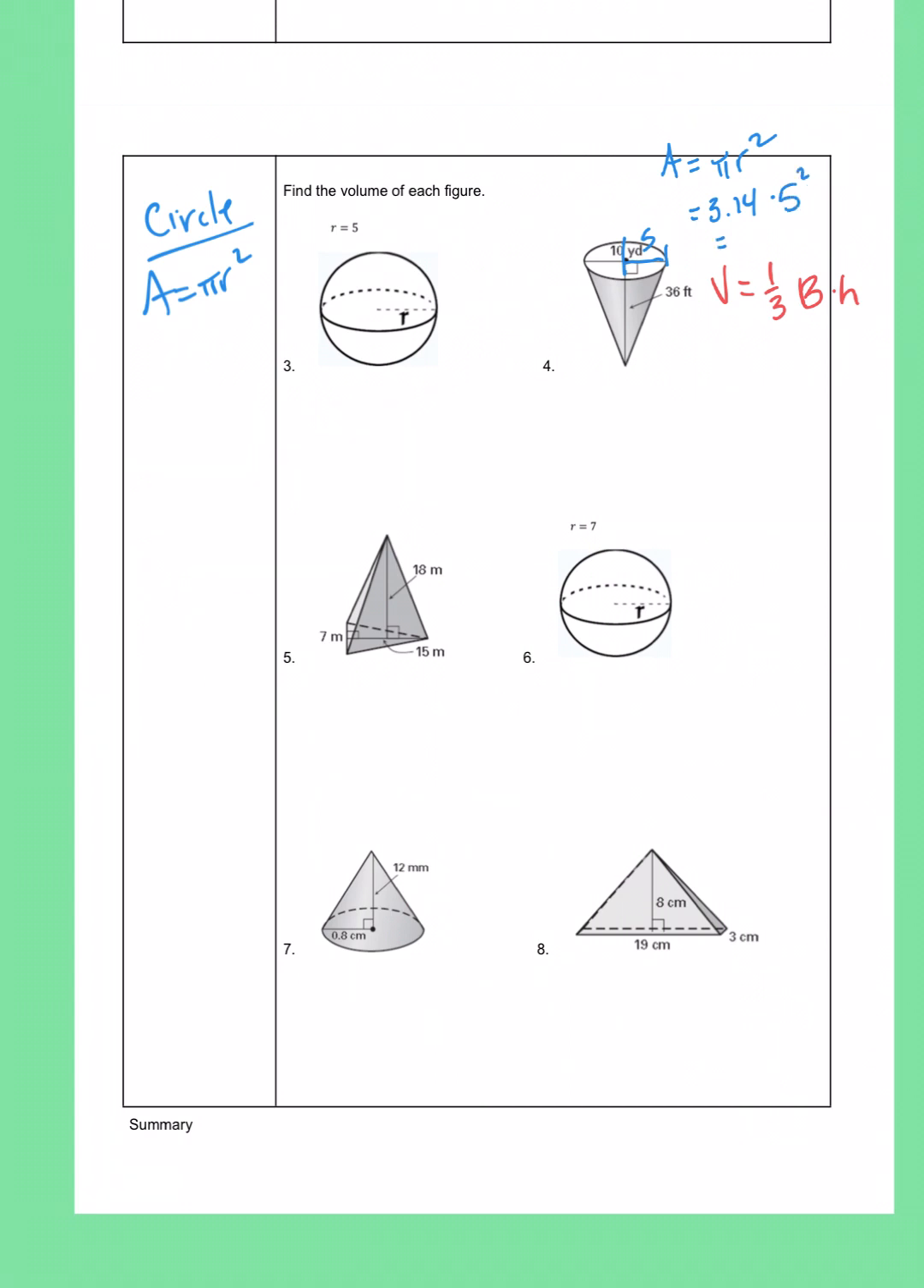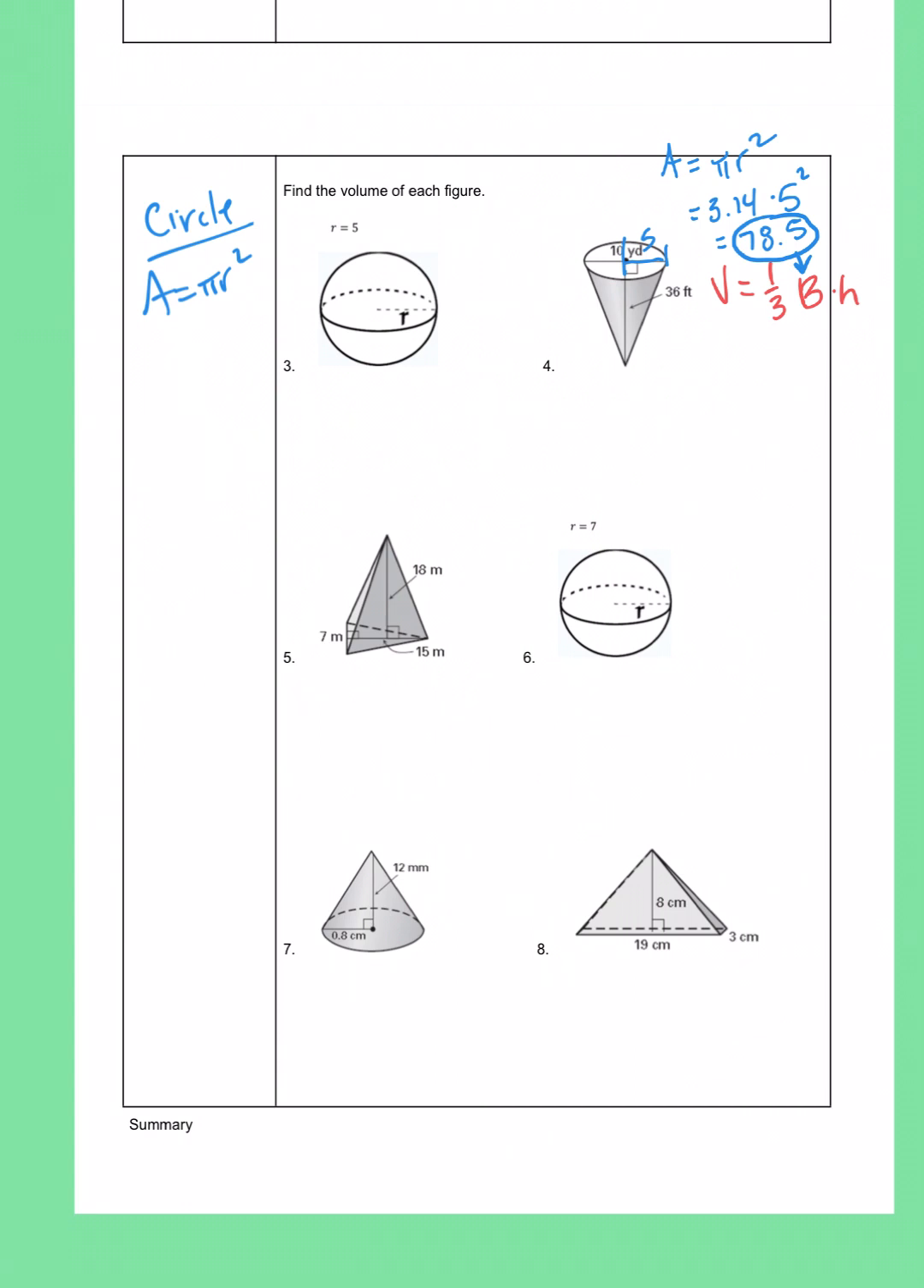And then I'm going to put that in the calculator. I'm going to do the 5 squared first. Remember, 5 squared means 5 times 5, and that's going to be 25. And then times that by 3.14, and that is going to be 78.5. So this whole thing here, the 78.5, the area of that circle, is what's going to get plugged in for capital B, because the area of the base is 78.5.